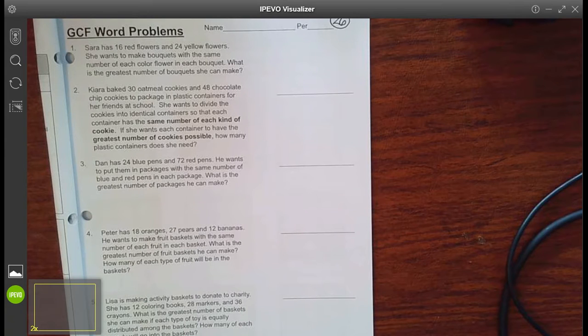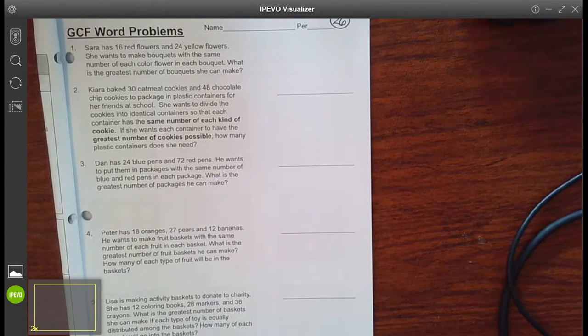So the trick with these ones is that they want each table to have the same exact amount of groups. They want the same amount of red and the same amount of yellow at every single table. Nobody has any more or less, and they don't want any to not get used. So you're trying to find the greatest common factor.